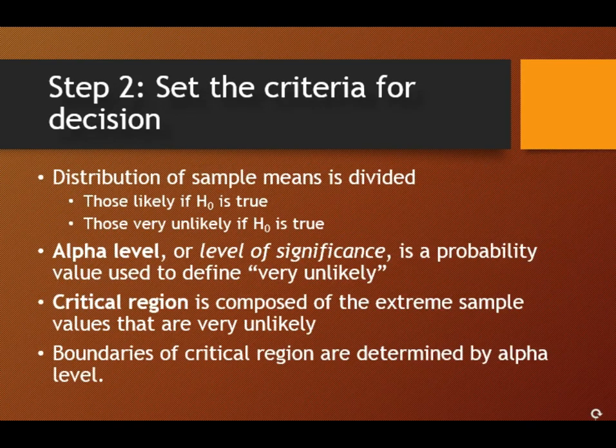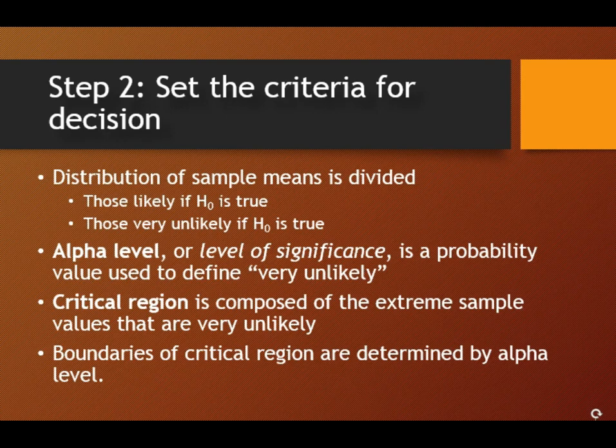Step 2. Set the criteria for decision. The alpha level, usually alpha equals 0.05 or alpha equals 0.01, provides a definition of the term very unlikely and determines the risk of a type 1 error. The critical region is defined as sample outcomes that would be very unlikely to occur if the null hypothesis is true. For example, with an alpha equals 0.05, the critical region is defined as the sample means in the extreme 5% of the distribution of sample means.